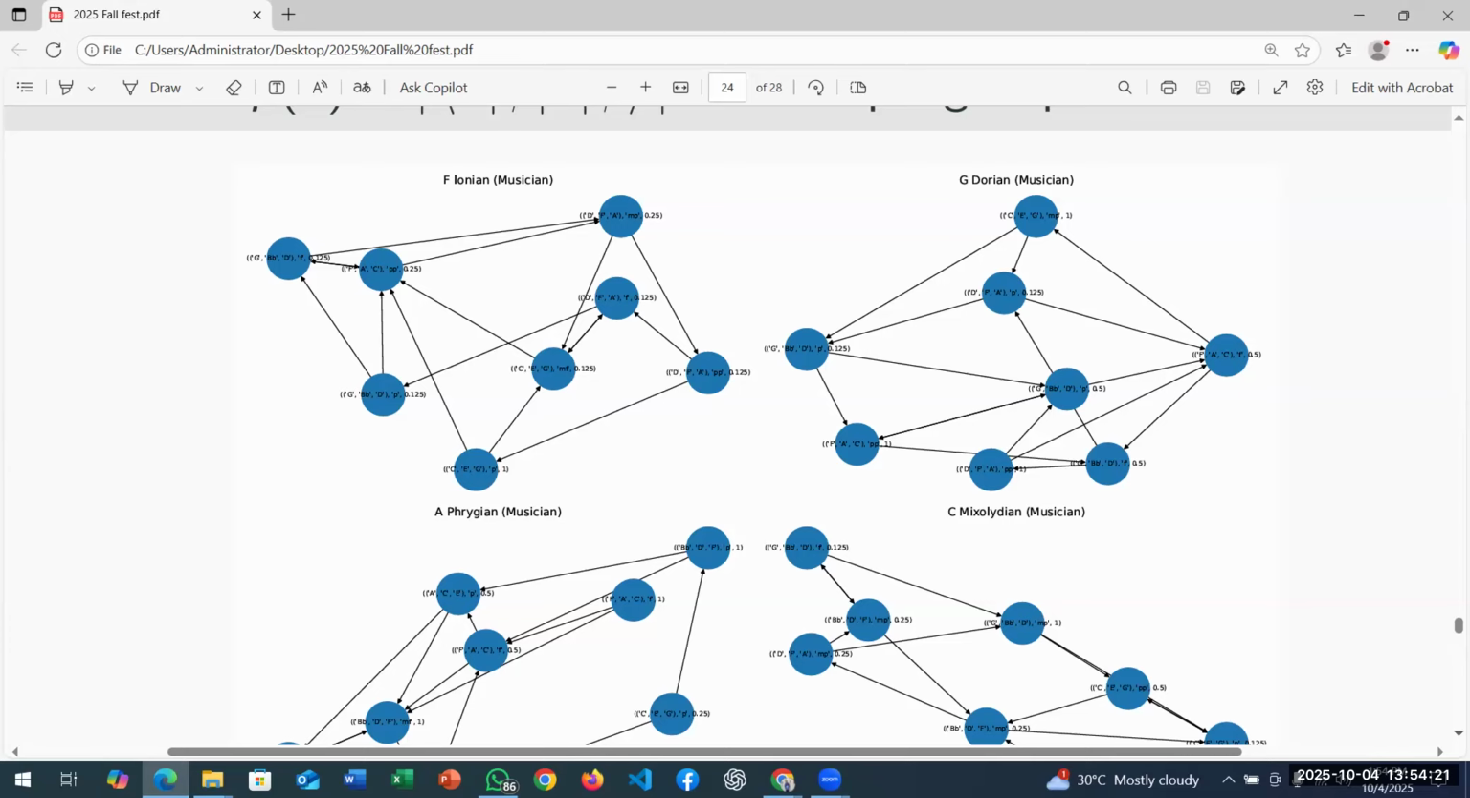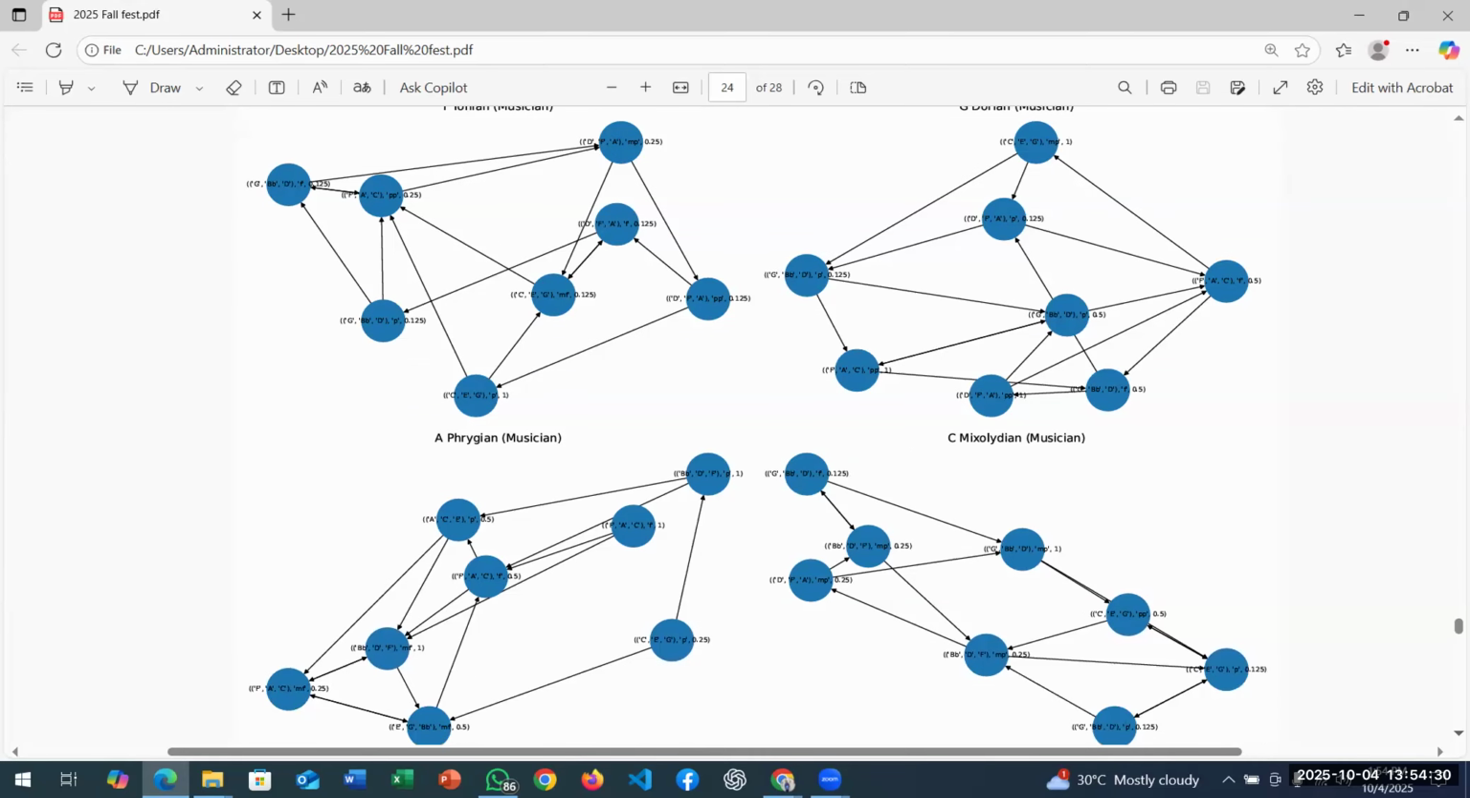So we have F. This first musician is playing on F mode. The other one is playing on G mode. This one is playing on A mode. This one is playing on C mode.